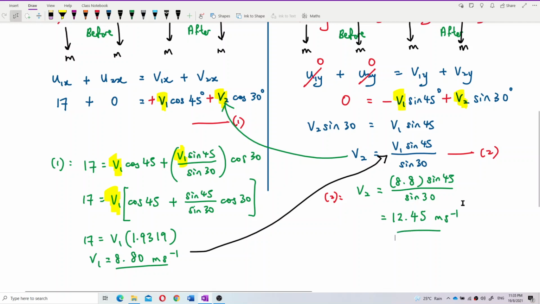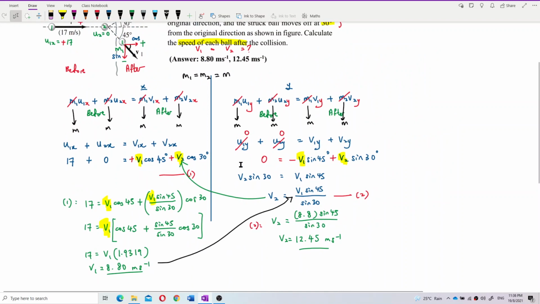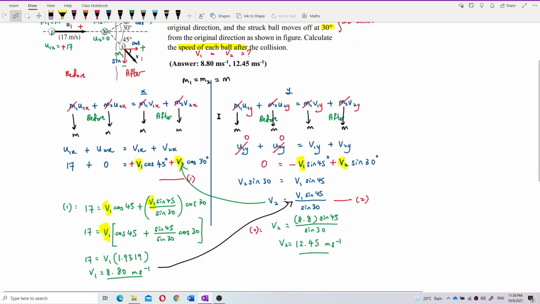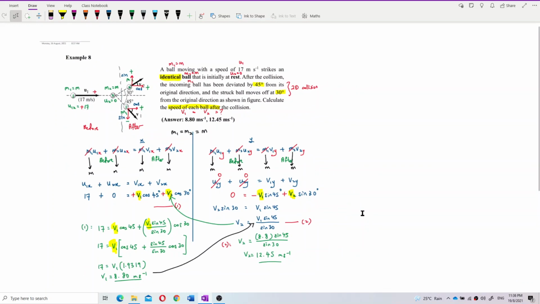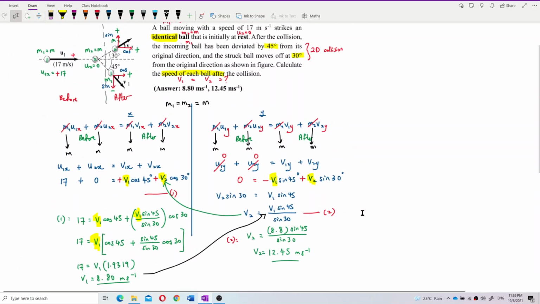We got v2 already. We got both speeds, for ball 1 and also ball 2. So is it correct? Yes, v1 is 8.80, and v2 is 12.45. That's correct. Okay, so that's it for this question. Hope you understand. All right, let's move on.